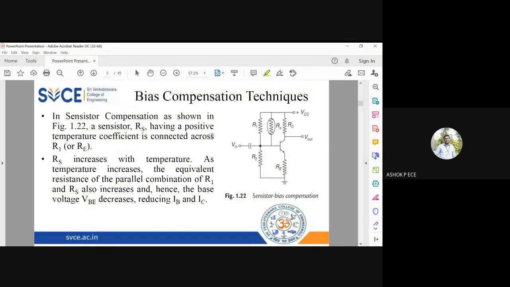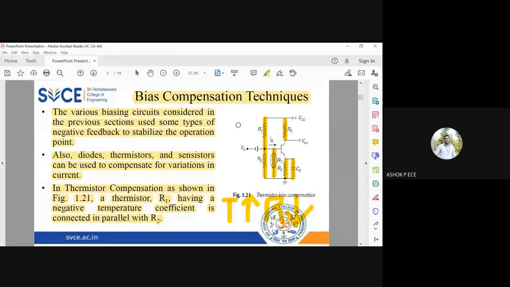Is this simple technique clear? Any doubts anybody is having in the thermistor based compensation? You can ask it now.